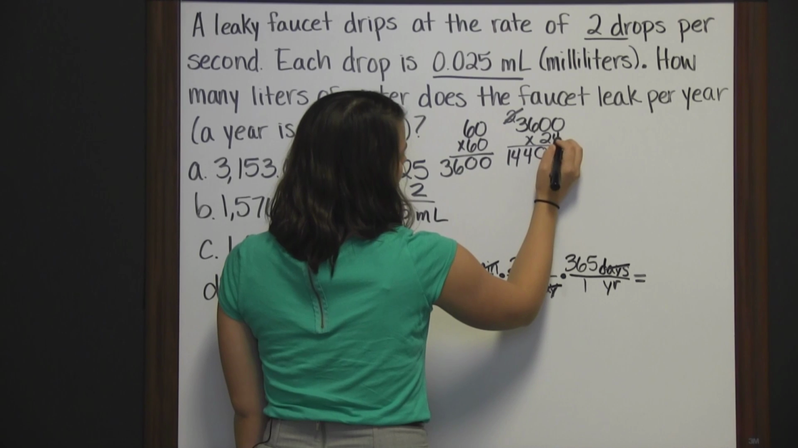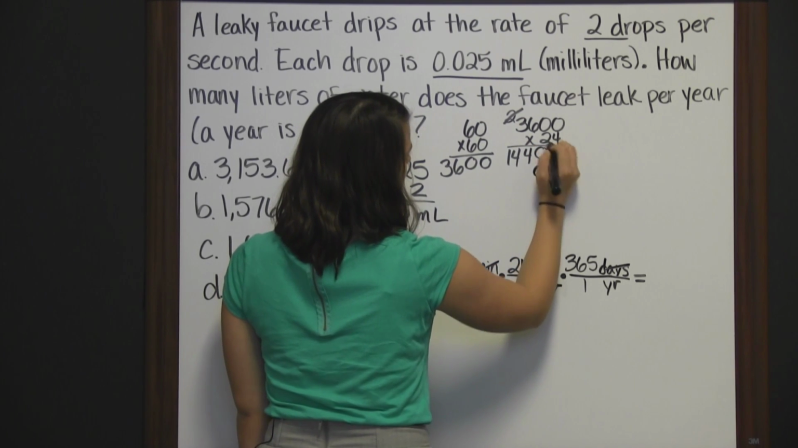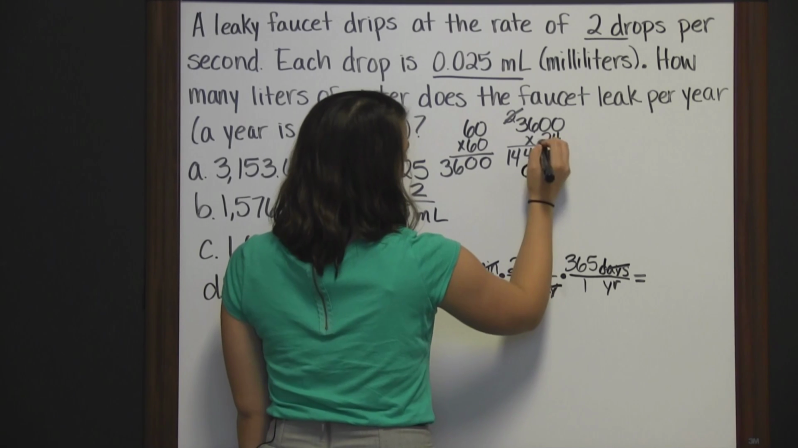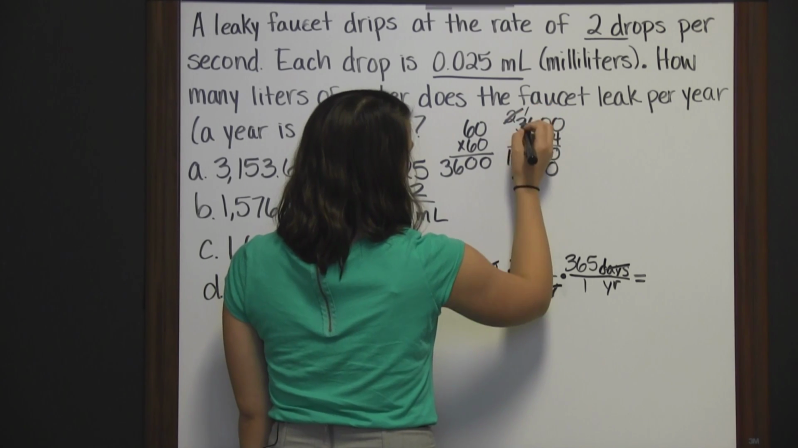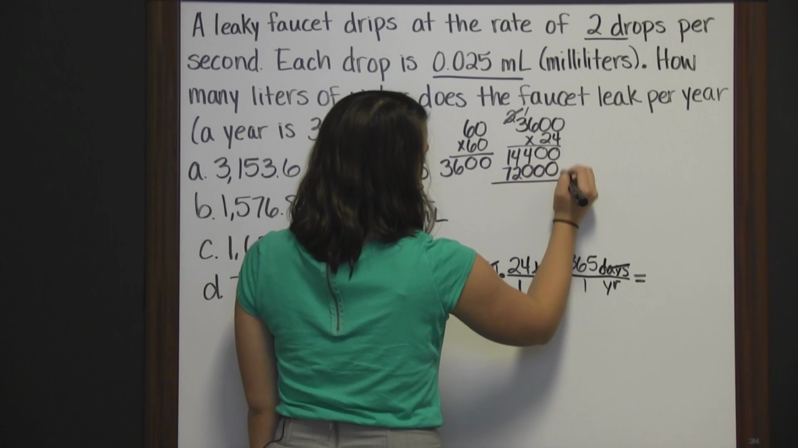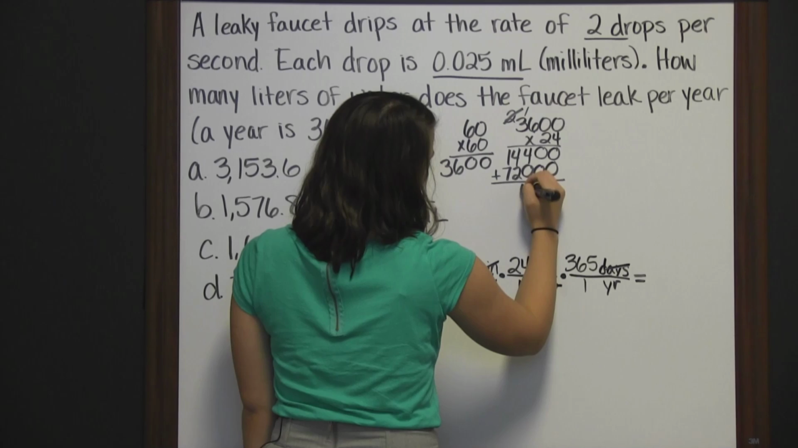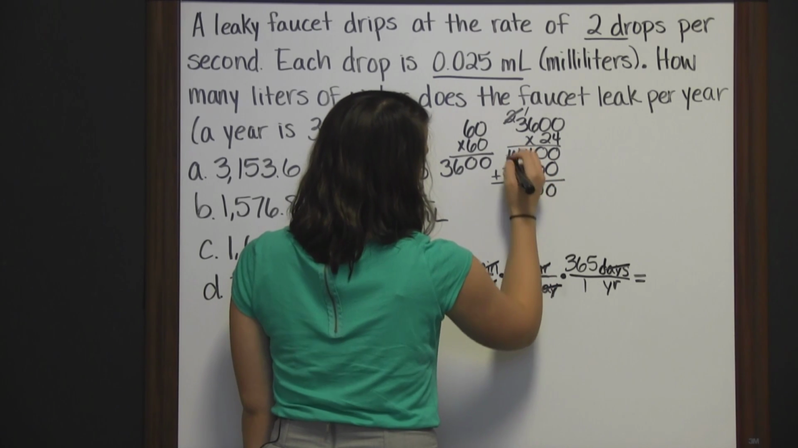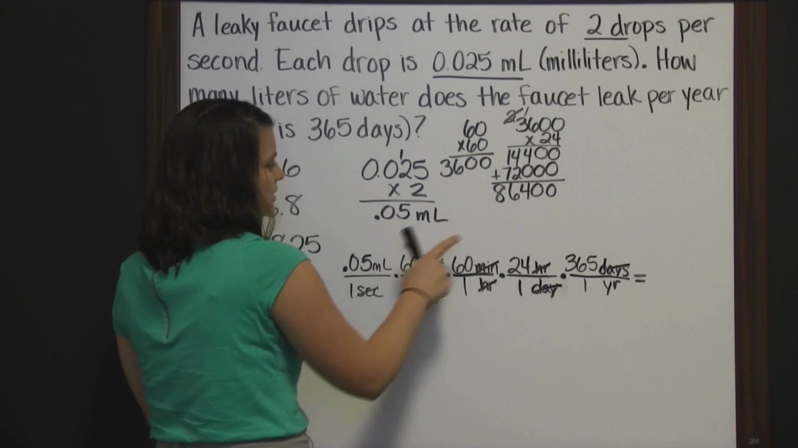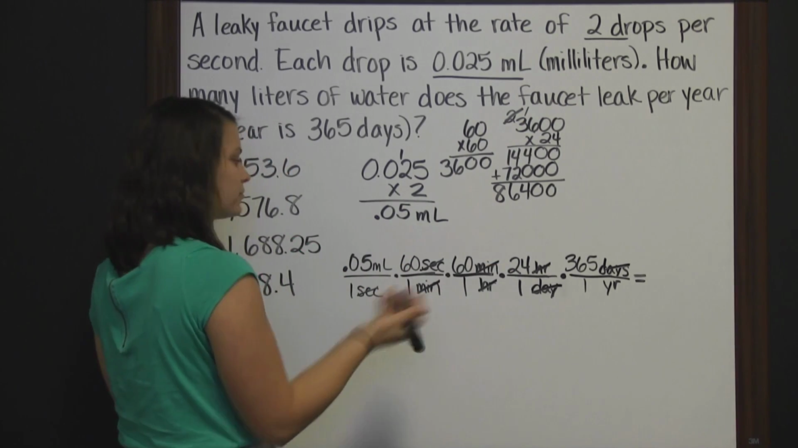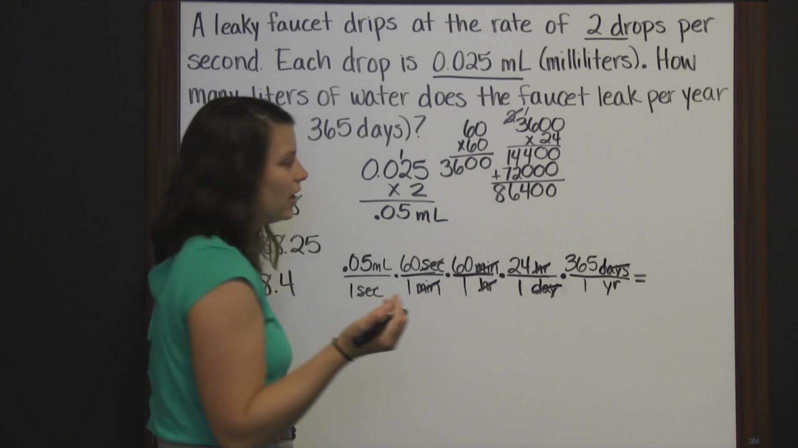Put a 0 placeholder for the 4 and move on to the 2. 2 times 0 is 0, 2 times 0 is 0, 2 times 6 is 12, carry the 1, and 2 times 3 is 6, plus 1 is 7. Add up your zeros. 4 plus 0 is 4, 4 plus 2 is 6, 1 plus 7 is 8. Okay, so far I've multiplied 60 times 24. We can go ahead and take this number and multiply it times our 5/100.